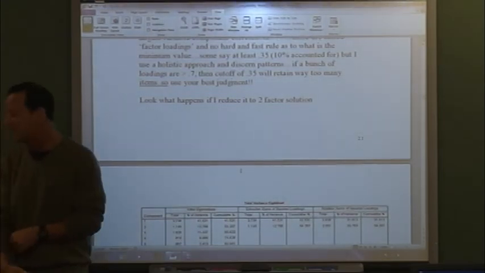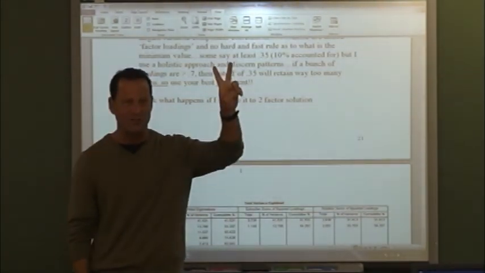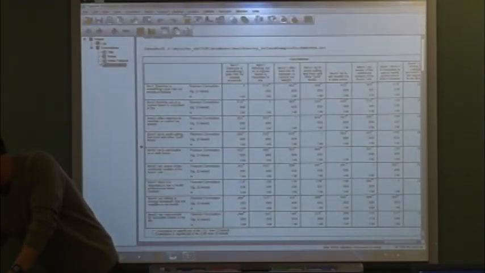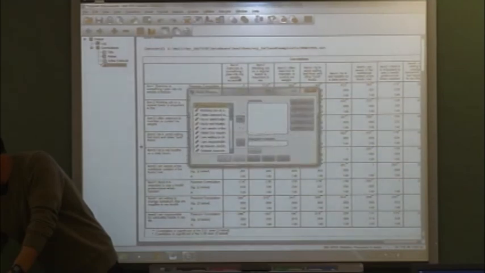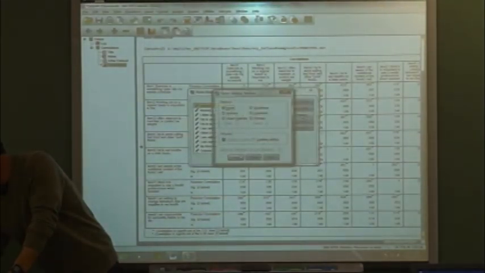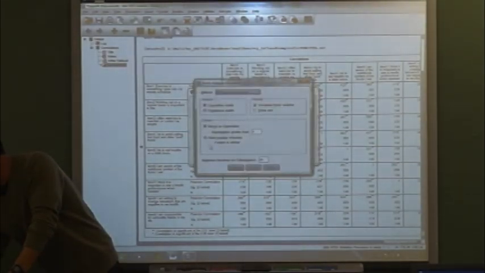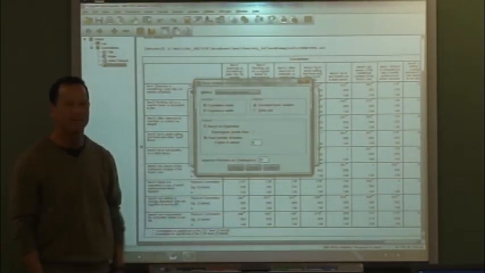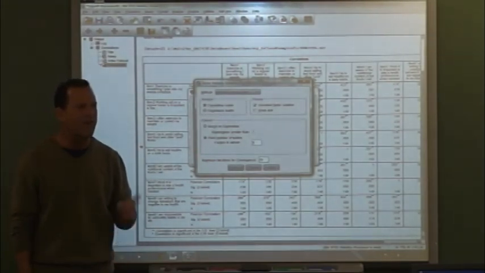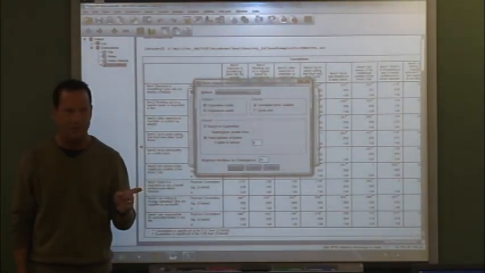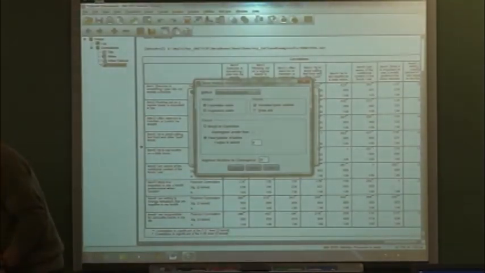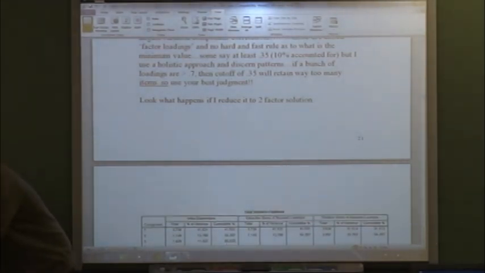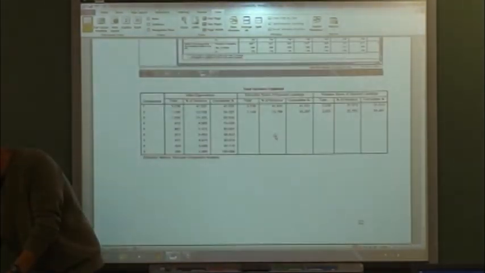Now, let's see what happens if I reduce it to a two-factor solution. I can go ahead and go into analyze, dimension reduction, factor, rotation, extraction, and hit 2 right there. So how many factors did we get from the initial solution? 4. 3. You got it. So what if I go ahead and reduce it to 2, everybody? What if I reduce it down to 2?